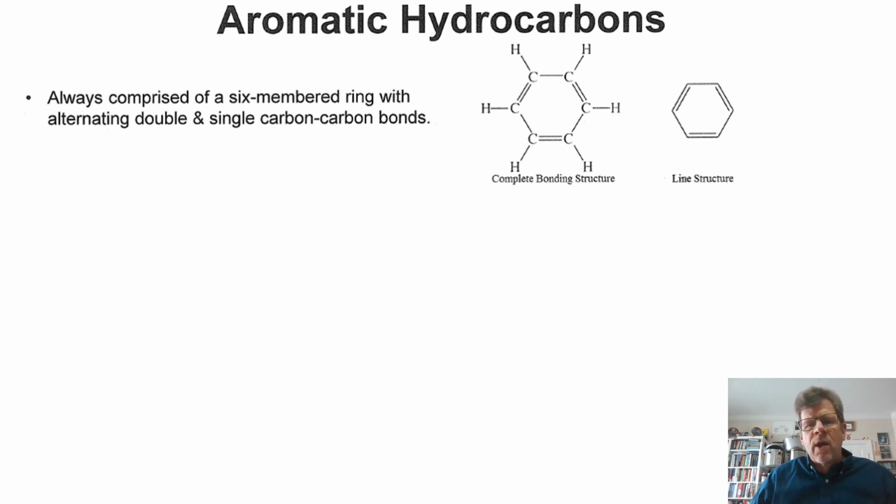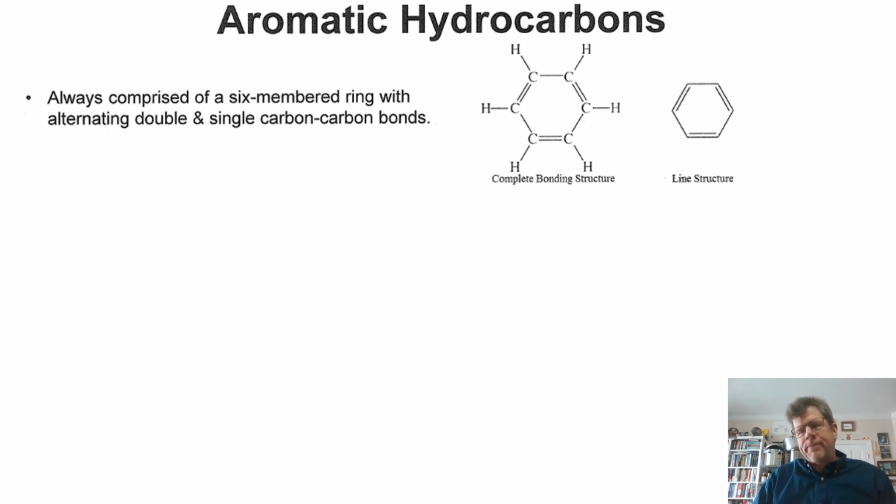Over on the right-hand side now, we have a couple of examples of really a naked aromatic ring, just the ring itself, and that can be drawn in complete bonding structure, where we have all the carbons and hydrogens and bonds and that sort of thing put in there, or we could draw in a line structure. But this ring system is the core, the basis of what an aromatic hydrocarbon is.